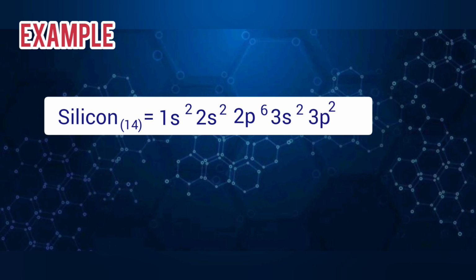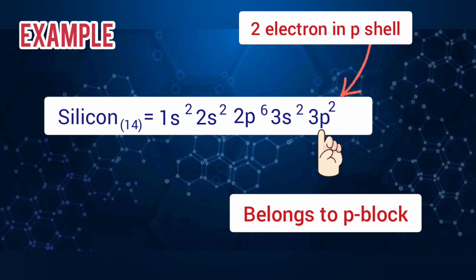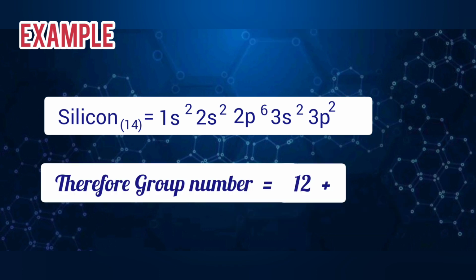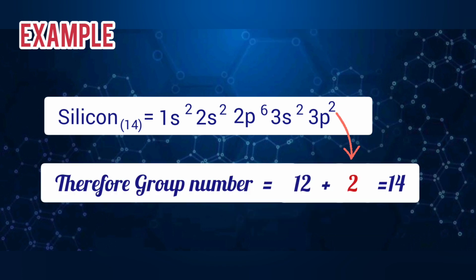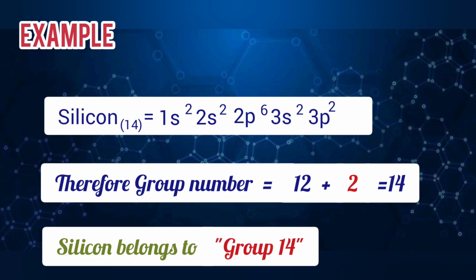So let us take one more example. We'll take the example of silicon. The electronic configuration of silicon is 1s2 2s2 2p6 3s2 and 3p2. As we can see, this belongs to the p block, right? And it is having 2 electrons in the p subshell. So we have to add 12 to it. 12 plus 2 is 14, and hence we can conclude that silicon belongs to group 14.